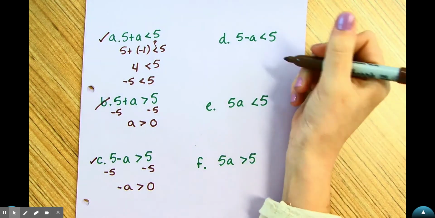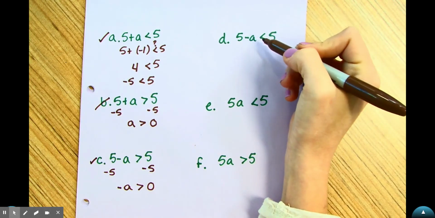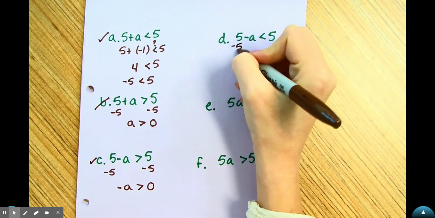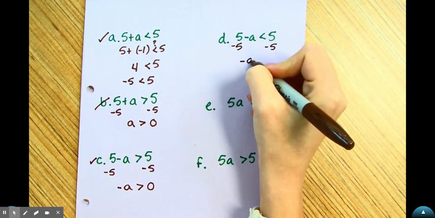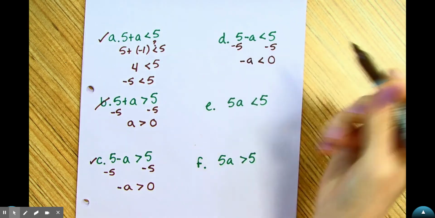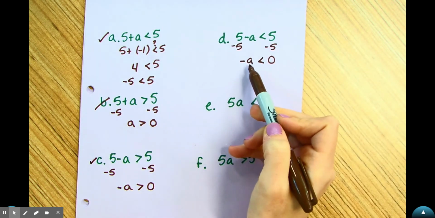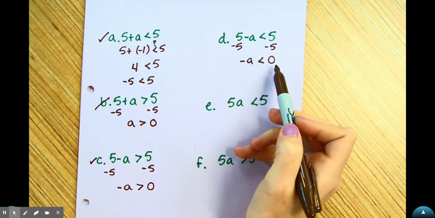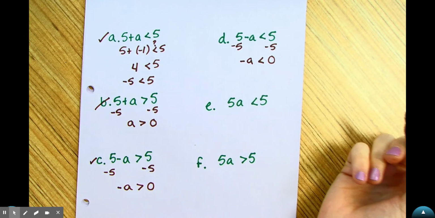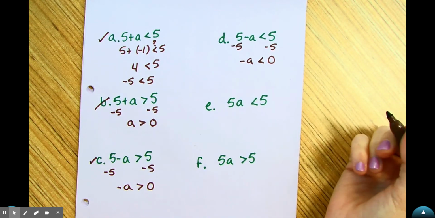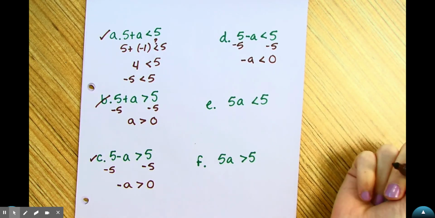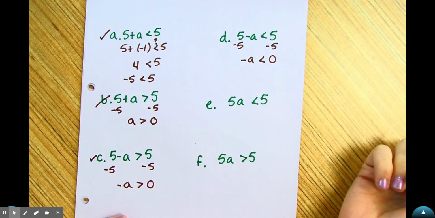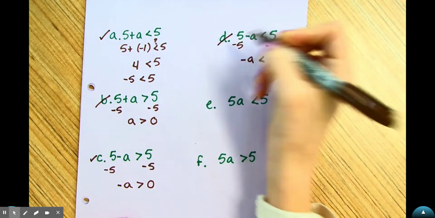All right, let's look at D. 5 minus a is less than 5. Again, we're going to treat this like an equation. Is the opposite of a negative number, also known as a positive, is a positive less than 0? Some positive numbers we have are 10, 25, 13, 2. Are those smaller than 0? No. No and no.